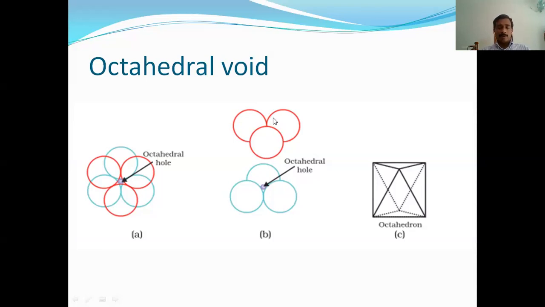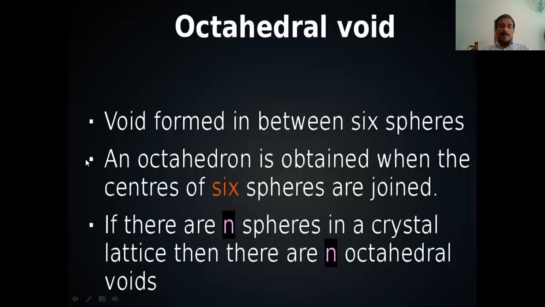If there are 4 particles, how many octahedral voids are present? 4 octahedral voids. But how many tetrahedral voids? 8 tetrahedral voids. How many octahedral voids? 4 octahedral voids. So we can say voids formed in between 6 spheres, that is octahedral void. When you join the centers of the 6 spheres, you will get an octahedron.